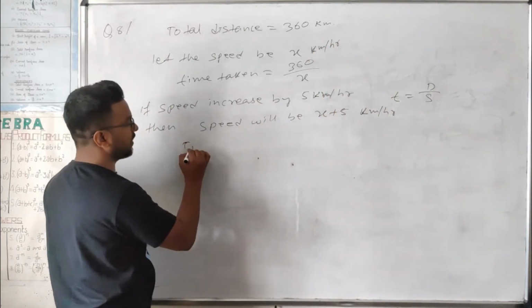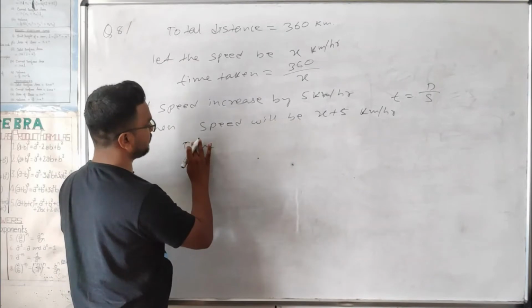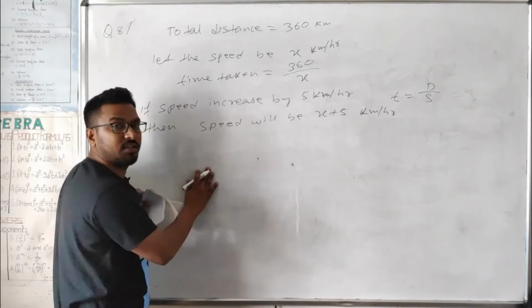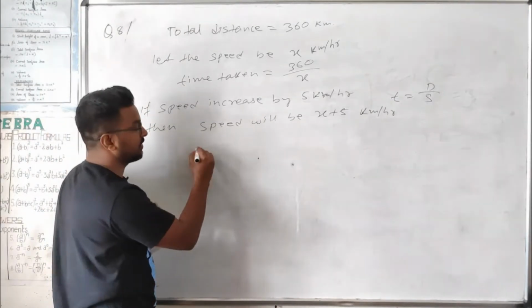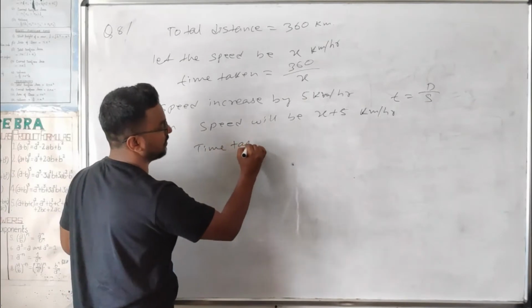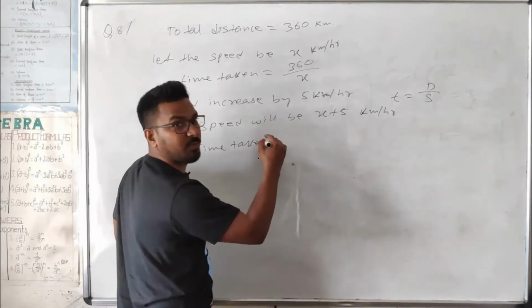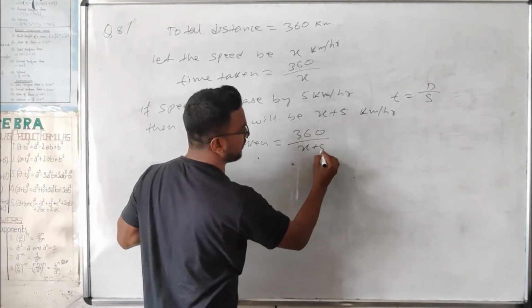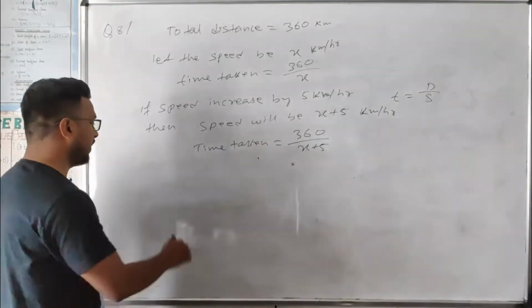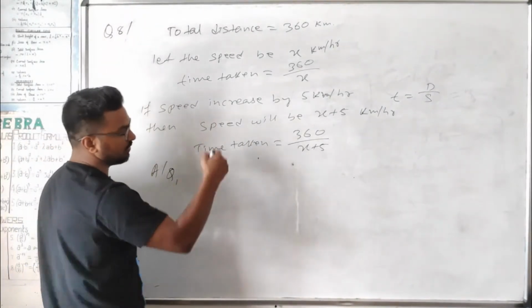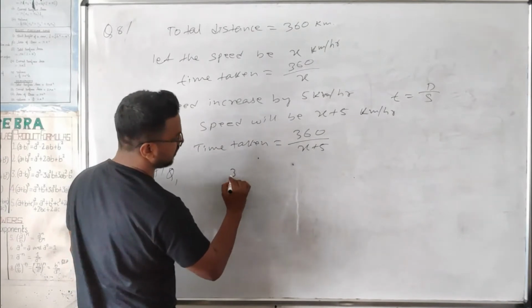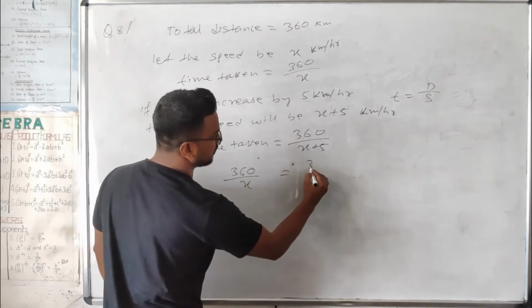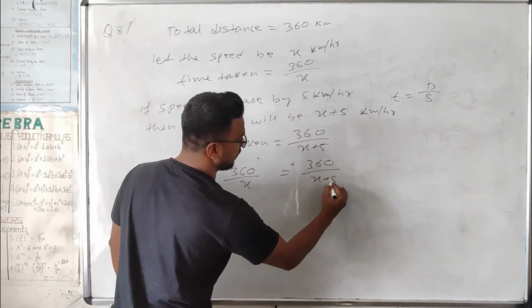So what will be the time taken now in the next case? Time taken will be distance by speed. So the distance is 360 km, the same distance, and the speed will become x plus 5. Fine. Now according to the question, write both the terms first: 360 by x and 360 by x plus 5.